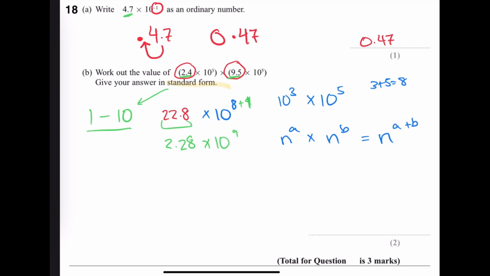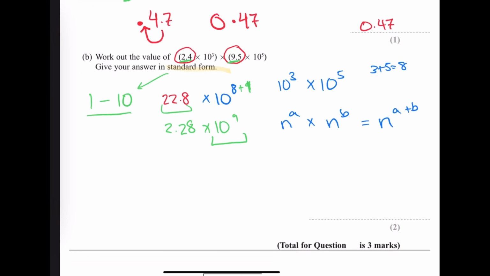The other thing so that it can be in standard form is just that you do it times 10 to the power of a number. And this can be positive or negative. Times 10 to the power of 9.